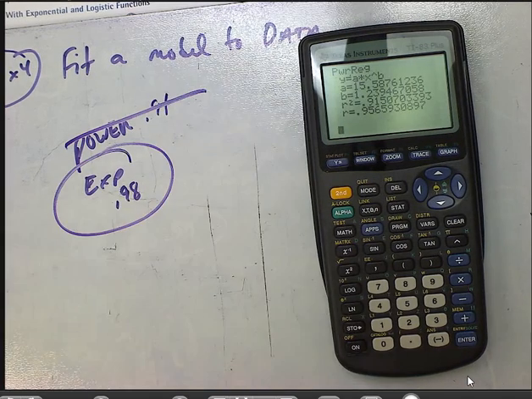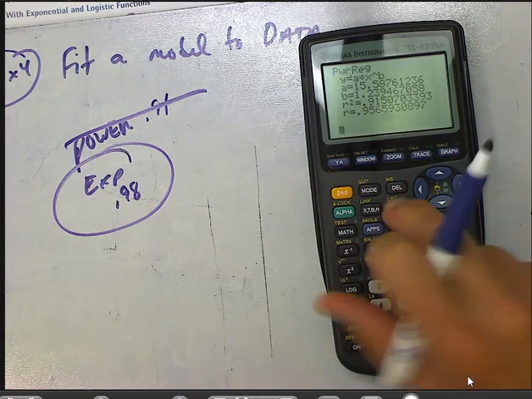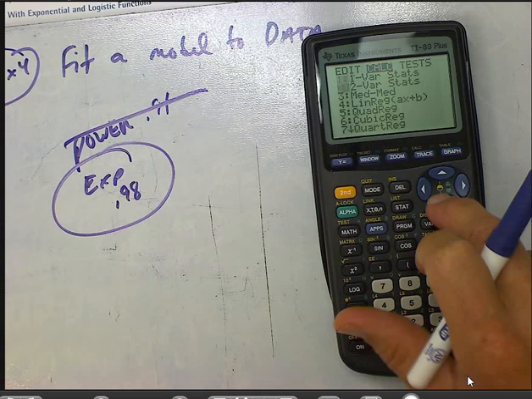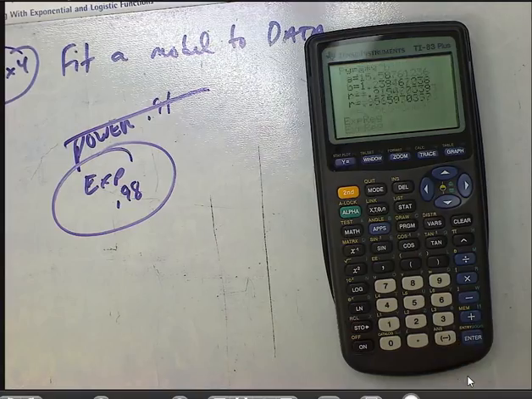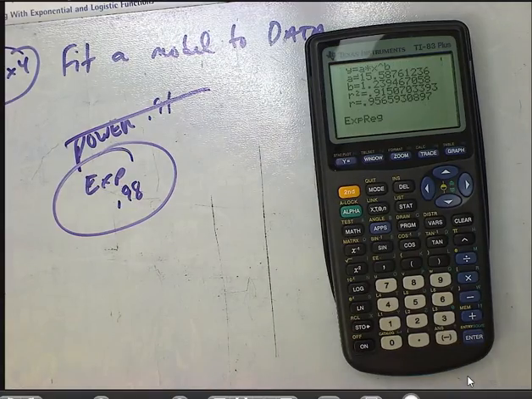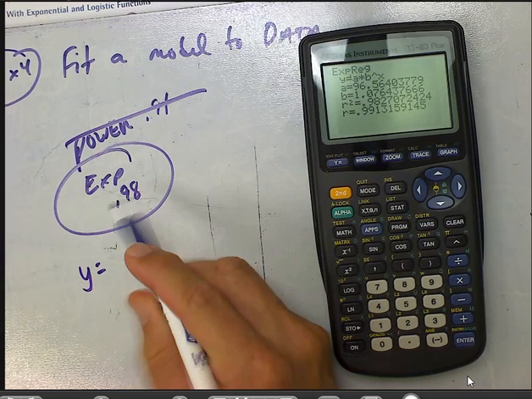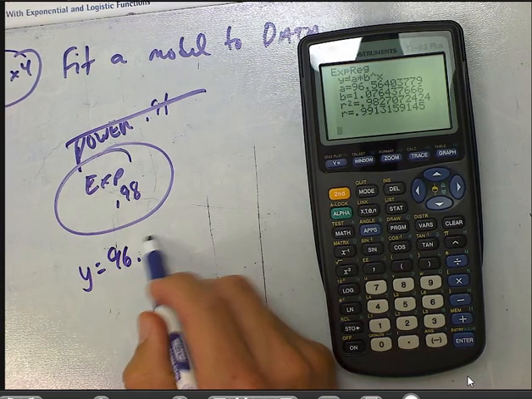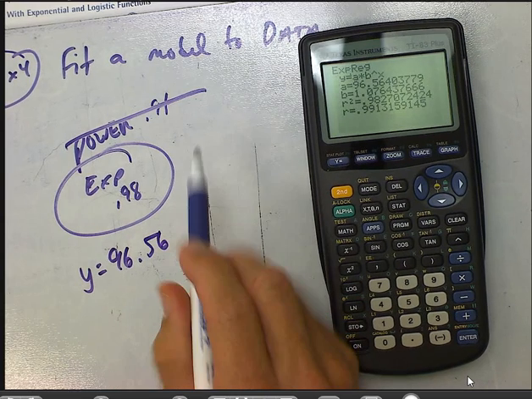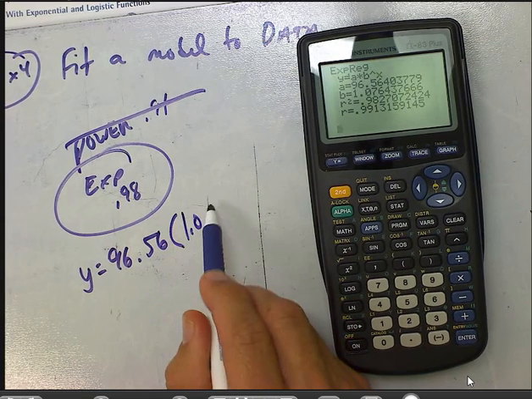So I'll go back and bring that up again. Exponential. Enter, enter, and so I get that, and so I know it's y equals a times b to the x: 96.56 times 1.08 to the x power.